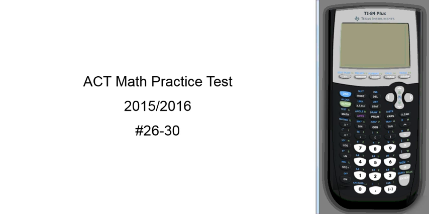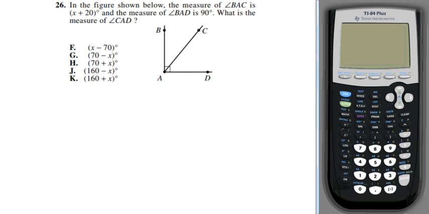So let's get started. In the figure shown below, the measure of angle BAC is x plus 20 degrees. And the measure of angle BAD is 90 degrees. What is the measure of angle CAD? So we're looking for this angle right here. I'll call it Y. If I was actually doing the test, I would just say this is going to be 90 minus this, and 90 minus 20 is 70. So it's going to be 70 minus x as my answer.